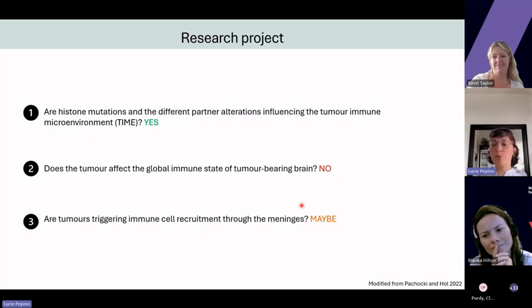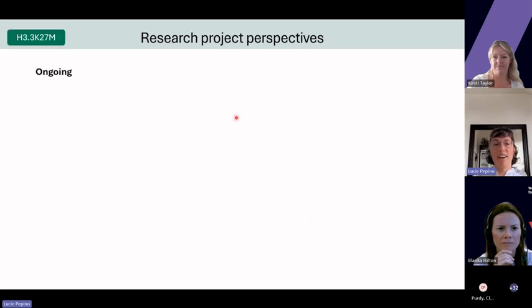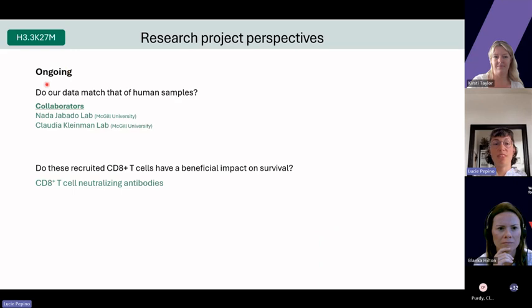So now I'm just going to briefly tell you what's next for us and what other biological questions we would like to answer. Because of course, it was a lot of work, and it's very interesting to see the differences in immune composition depending on whether they carry this or that mutation. And now we want to investigate deeper. Most importantly, we want to understand if our data match that of human samples, because we want our research to be as relevant as possible for human patients. That is currently underway with our collaborators at McGill University, Nada Jabado and Claudia Kleiman.